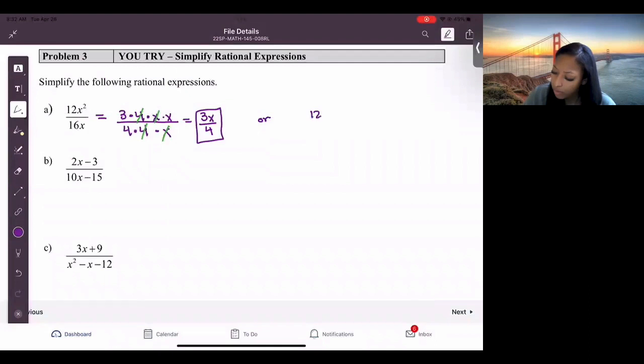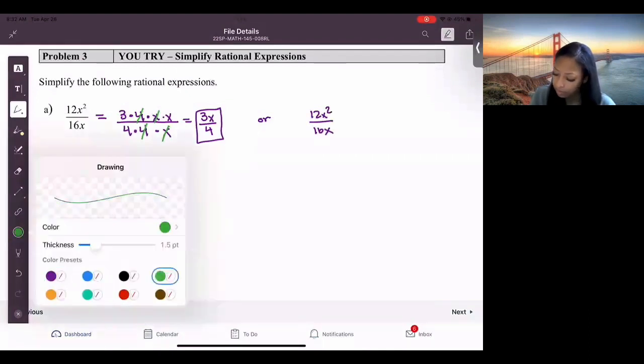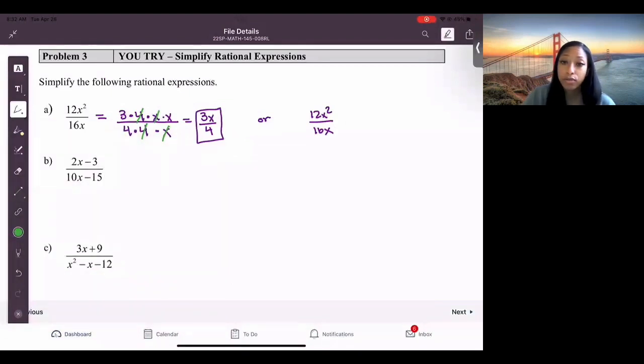So with 12x squared over 16x, sometimes people will look at the numerical factors, 12 and 16, and think to themselves, what's the biggest number that divides 12 and divides 16? That would be 4. So you divide it. 12 divided by 4 is 3. 16 divided by 4 is 4. Or you just think about simplifying 12 over 16. That's 3 over 4. And then for the x's, if you have an x squared over an x, this x cancels and the squared cancels there.